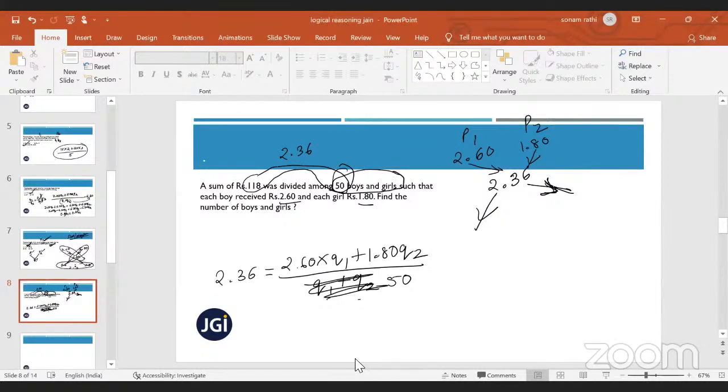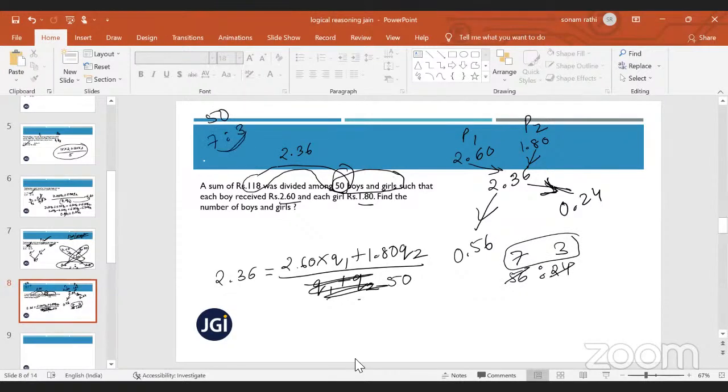Okay, so if I subtract it diagonally, what will I get? 2.36 minus 1.80, 0.56. And then 2.60 minus 2.36, 0.24. 56 is to 24. It is divisible by 8. So 56 divided by 8 is 7, and 24 divided by 8 is 3. 7 is to 3. It means you have to divide 50 people in 7 is to 3 ratio.